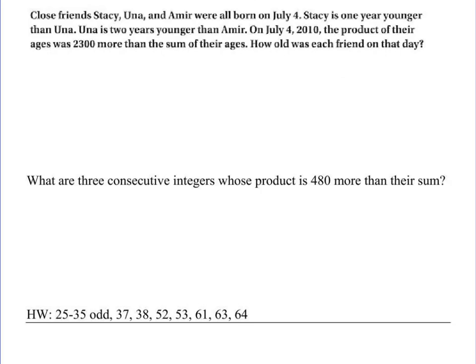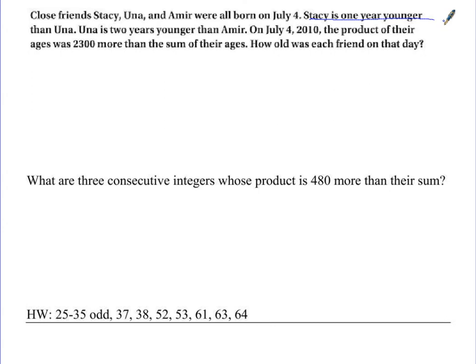Where what we just did is useful is on problems like this. It says friends Stacy, Una, and Amir were all born on July 4th. So they all have the same birthday, but they're not all the same age. Stacy is 1 year younger than Una. Una is 2 years younger than Amir. And then it tells you on July 4th, 2010, the product of their ages was 2,300 more than the sum of their ages. You are supposed to be able to use all of this information to figure out how old each of them was on that day.